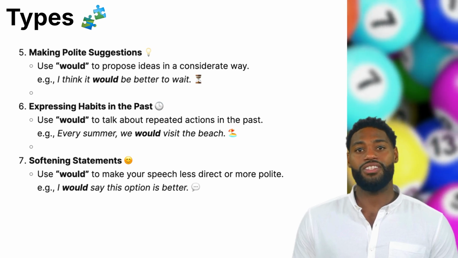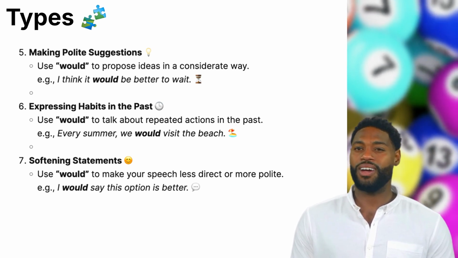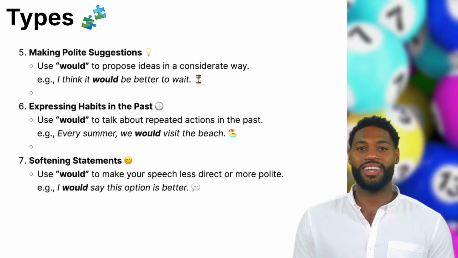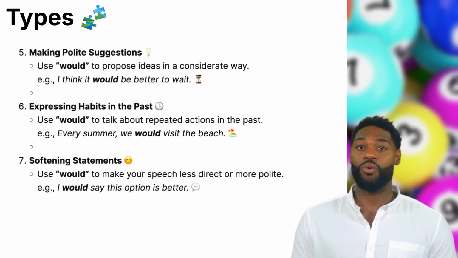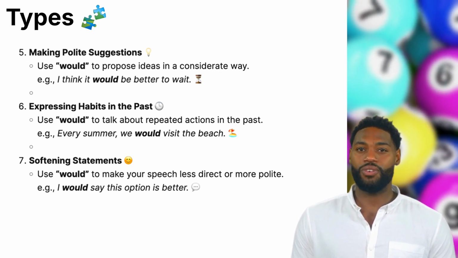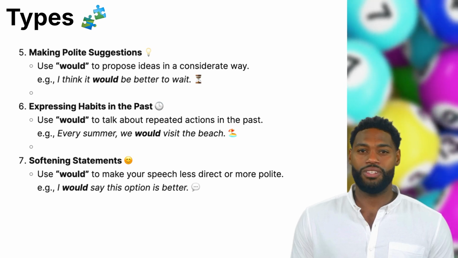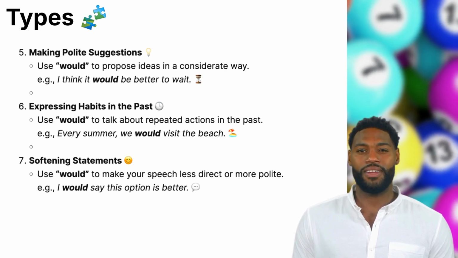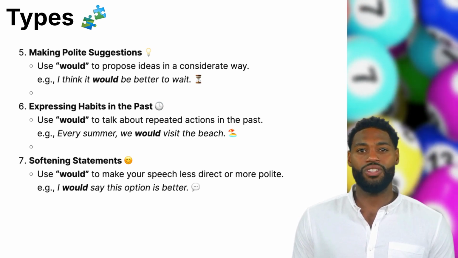7. Softening statements. Use would to make opinions sound less direct or more polite. Example: I would say this option is better. This means I think this option is better, but using would makes it sound less strong or forceful. More examples: I would suggest trying a different method. It would seem that he is running late. This is useful when giving feedback or making recommendations without sounding too strong or demanding.